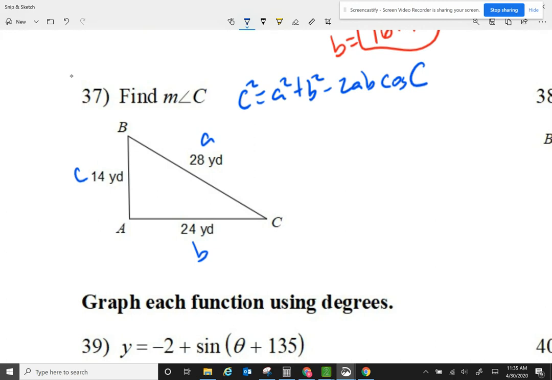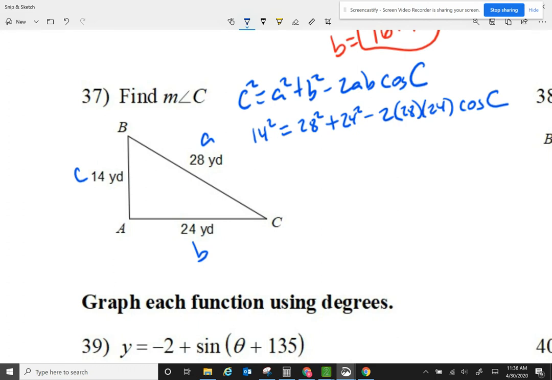So I have that 14 squared is equal to 28 squared plus 24 squared minus 2 times 28 times 24 times cosine of C. I have no idea what angle C is. That's what I'm solving for. Now, 14 squared, let me simplify things a little. 14 squared is 196. Right?